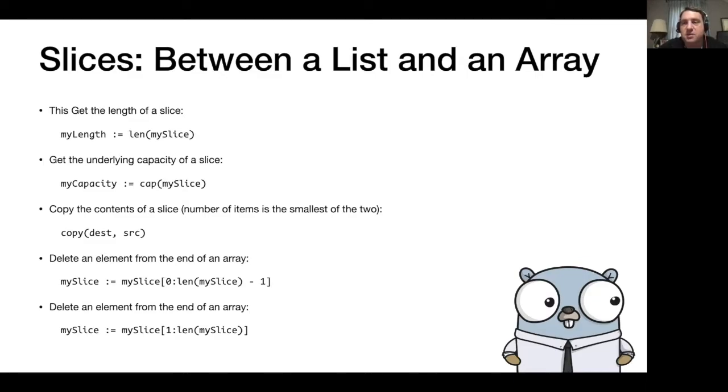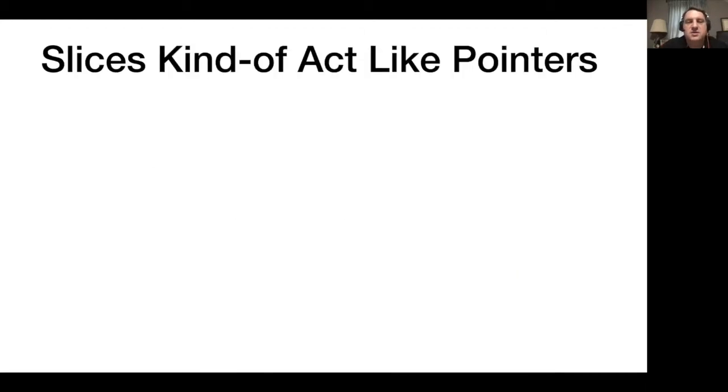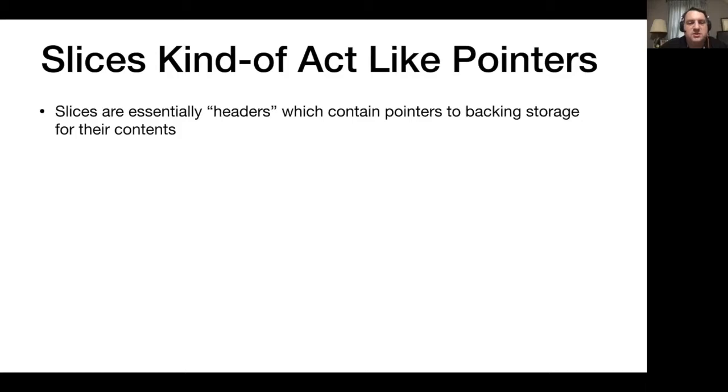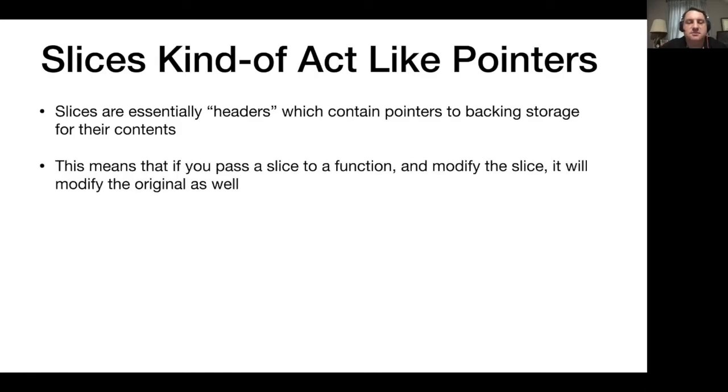Because remember, length minus 1 is actually the last index, but the right-hand side actually tells you the one after the one that you're looking for. So that'll actually remove the last element. So slices kind of act like pointers. As I've mentioned, they're kind of windows, they're headers that point to backing storage for their contents.